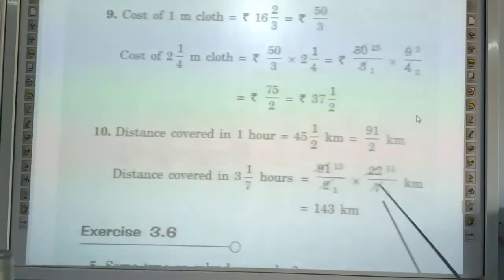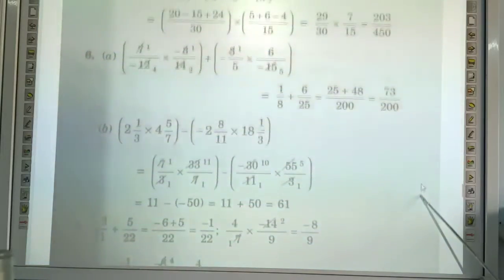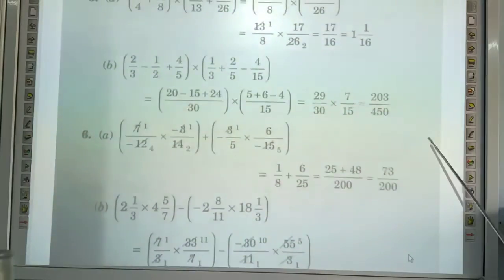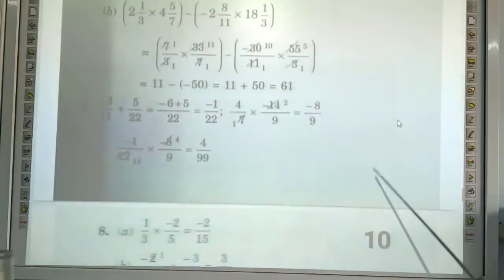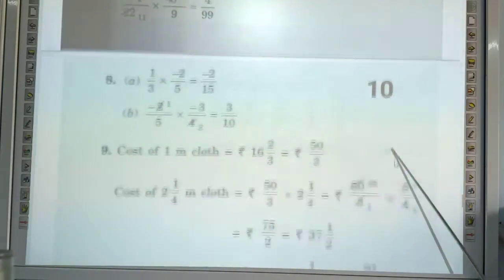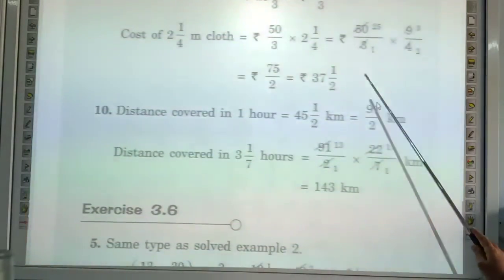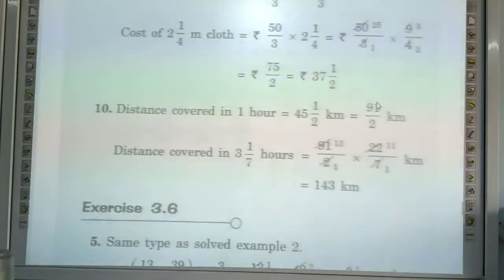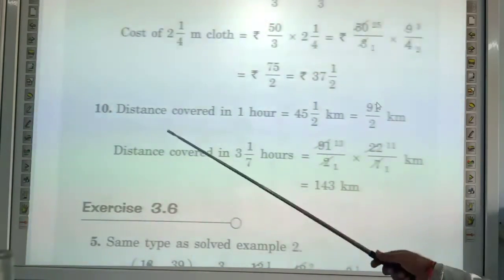Now we are moving to the next question. Next exercise. This is for the unitary method also. This is a word problem also. This is for exercise 3.5.